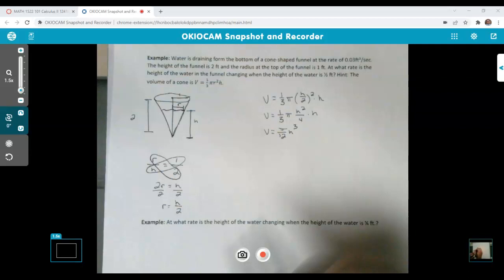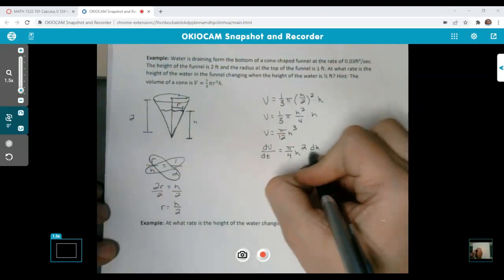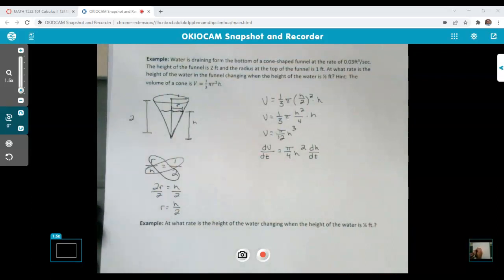So now I have to take the derivative of all of this stuff. The rate of change of v, the volume is changing with time, so dV dt. Pi over 12 is a constant, so we'll just bring 3 down. 3 times pi over 12 is pi over 4 times h. My power was a 3, now it's 2. But my height is going to change with time, so dh dt. They want to know what the rate of change is for the height, and so they want dh dt.